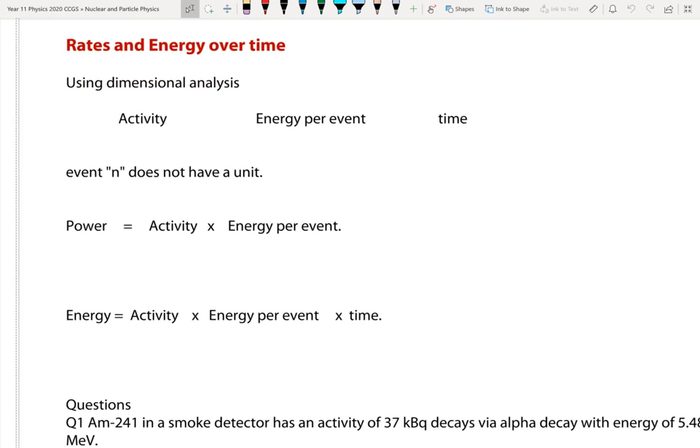Murray, when are we getting to the rates and activity? This is the fun stuff. Let's get going. All right, so we're going to use dimensional analysis. Remember, it is our friend. There's no real equation for rates and activity.